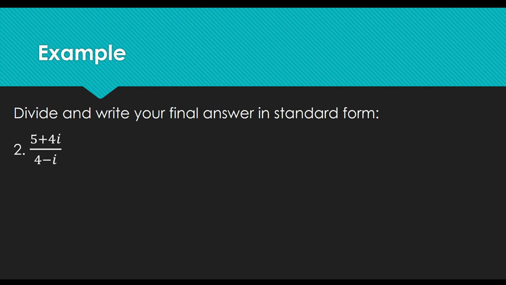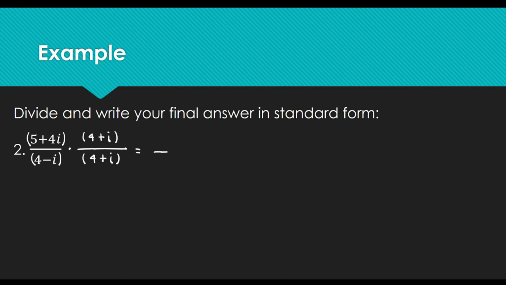So same idea, we're going to divide and then write our answer in standard form. Notice that my denominator has an imaginary number. Notice my numerator is also a binomial, but I focus on the denominator to figure out the conjugate. So if I see 4 minus i, that means I want 4 plus i in the denominator. And if I multiply the bottom by that, I have to multiply the numerator as well.